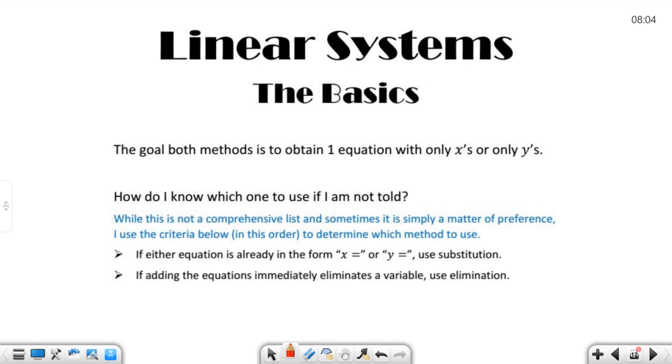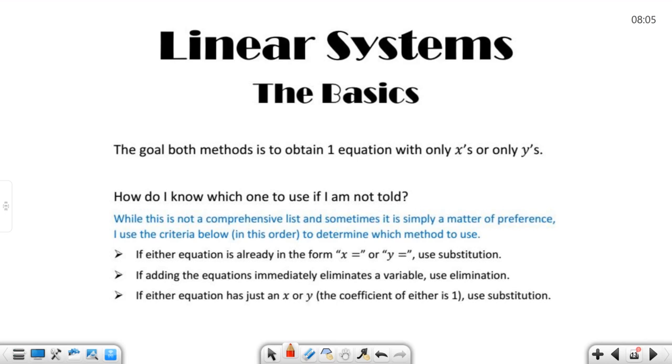If adding the two equations immediately eliminates a variable, use elimination. So what I mean is if I have one equation that says blah blah blah plus 3x equals 7 and blah blah blah minus 3x equals 6, then I'm just going to add them together because plus 3x and minus 3x cancels out. I know that adding two equations together might be a new concept for us, but I would just line up the equals, get my like terms under each other on whatever side, and just add them together.